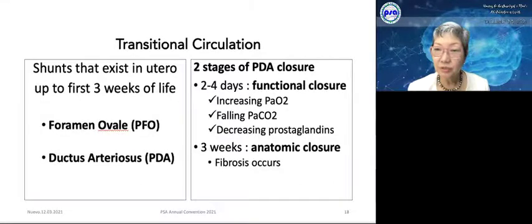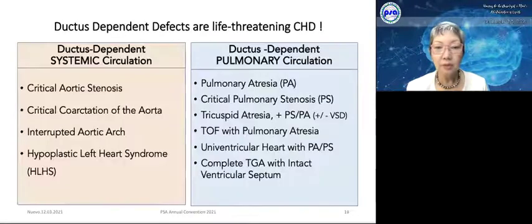So in the transitional circulation in utero, we both have our foramen ovale and ductus arteriosus, and both exist until 3 weeks of life. But for some, it fails depending on how the lesions are related with the normal or abnormal heart structure. But functional closure can happen for PDA in 2 to 4 days, and in 3 weeks, we expect an anatomic closure. And there are several congenital heart defects that depend on the patency of the ductus arteriosus. And that's why ductus-dependent defects are life-threatening congenital heart lesions.